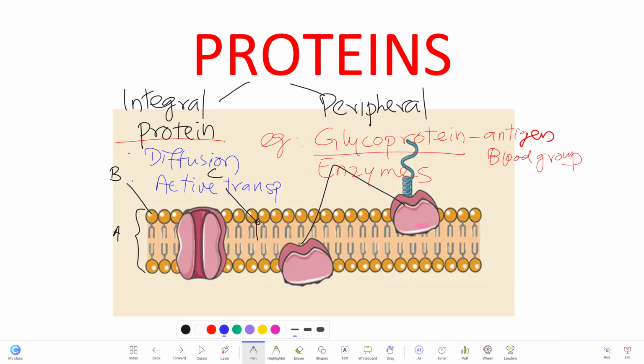No, both. For active transport, there should be a pathway, right? How the molecule goes in through an opening, right? So this is done by integral protein. Good.